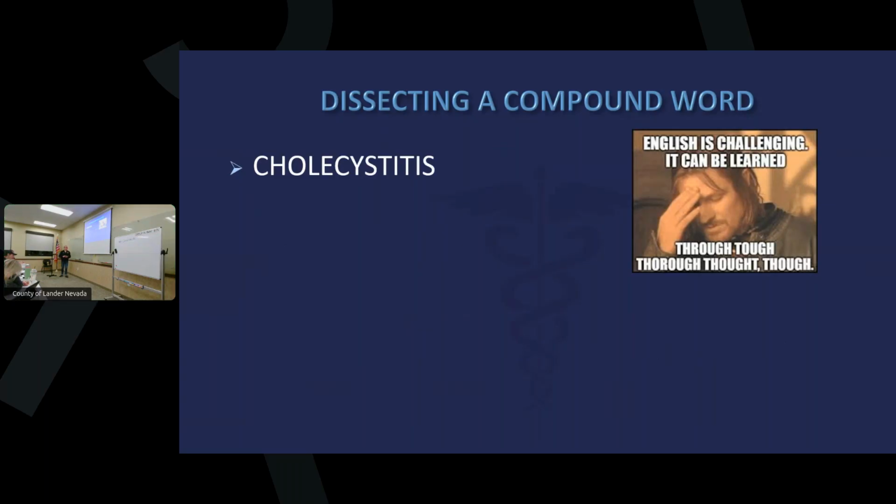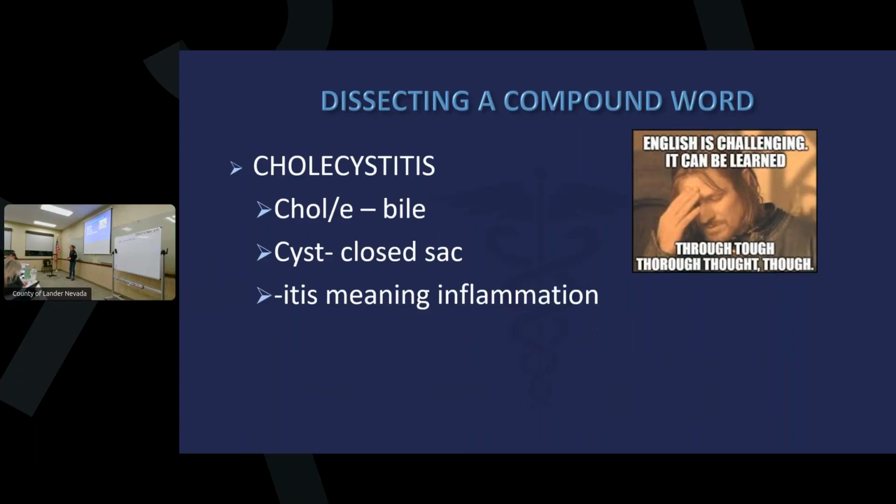All right, so dissecting a compound word. Chole, meaning bile. Cyst is a closed sac. So a closed sac of bile. And then what is itis? We just talked about it. Inflammation of, right? So inflammation of a closed sac of bile. So what do you think cholecystitis is? It is gallbladder, yes.